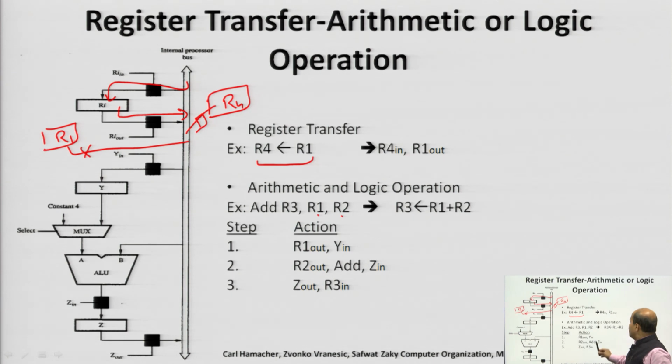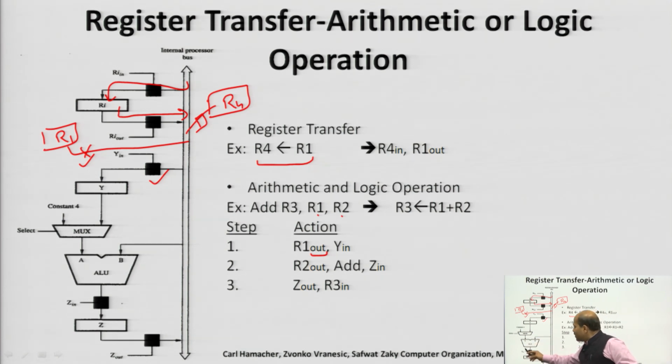How will this operation be performed? We have to enable the R1 out gate. We have to open the out gate of R1 and the in gate of the Y register. Y in will be open and R1 out will be open in the first step, and the second operand can be transferred through the bus. So, we only need to open the out gate of R2, which is R2 out, and we have to provide the command to the ALU, that is the add command.